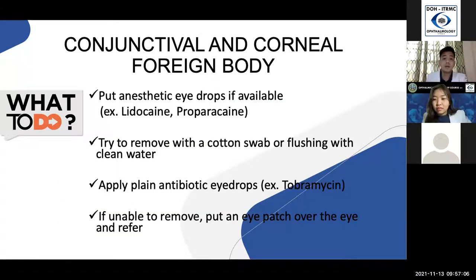You can put first an anesthetic eye drops if available, lidocaine or proparacaine. Yung lidocaine, is mas matagal lang mag-effect compared dun sa mga commercially available na pang eye drops na anesthetic. So if lidocaine, pwede yung ipatak, we just have to wait for 10 to 15 minutes. So we try to remove it with a cotton swab or flushing it with water, just like we did gagawin sa eyelid foreign body. And we can apply plain antibiotics also.